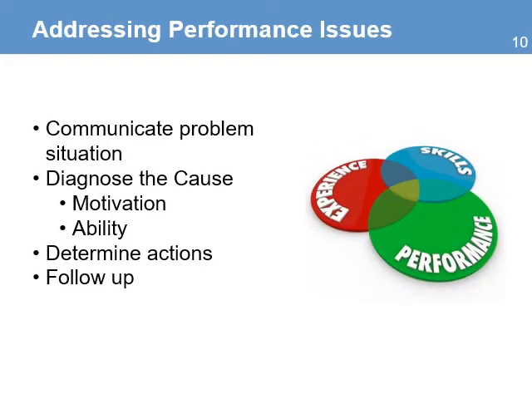When you identify a performance issue, there are 2 steps to follow. Communicate the problem situation and make it clear to the team why this problem needs to be resolved and its impact to the project. Diagnose the causes for this problem. It may be motivation or ability factors that are the causes for poor performance.